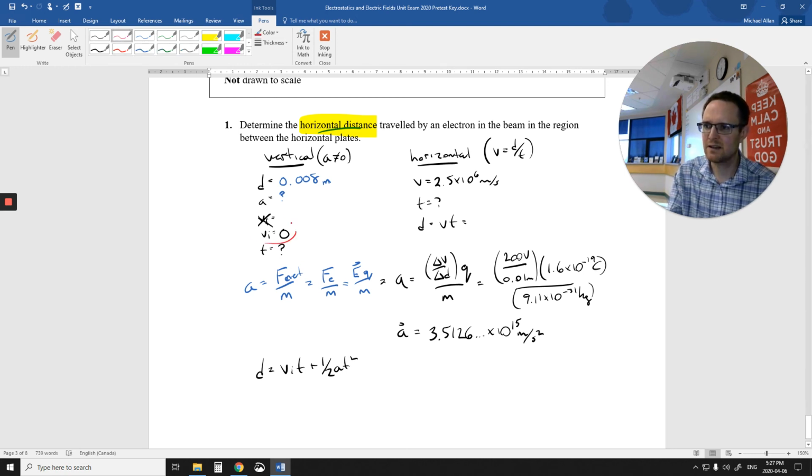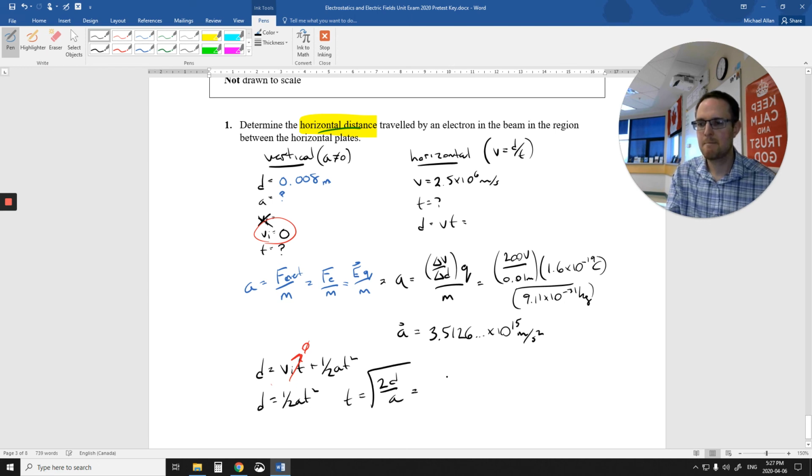Now, because my initial velocity is 0, this is also 0. 0 times t is going to be 0. So this formula is a bit easier to use. We just rearrange for time. Square root of 2 times d divided by a. All right. So 2 times the d. Now this d, remember this d is different. This d is the vertical distance it travels, not the whole distance of 1 centimeter.